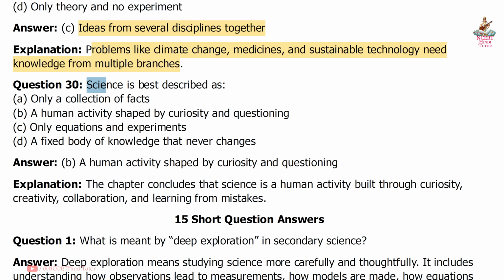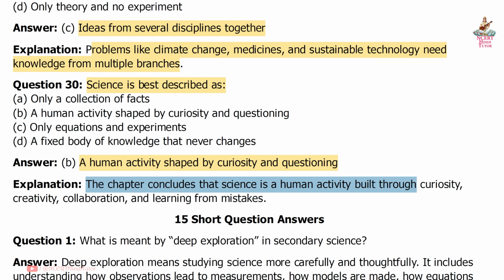Question 30. Science is best described as answer B. A human activity shaped by curiosity and questioning. Explanation: the chapter concludes that science is a human activity built through curiosity, creativity, collaboration, and learning from mistakes.